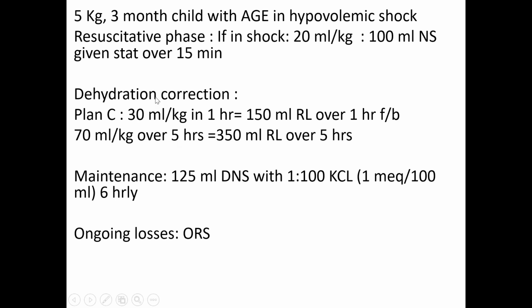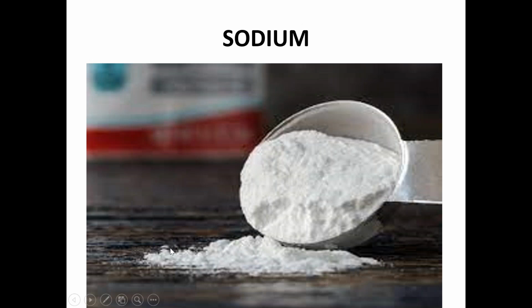Now we saw this patient had severe dehydration, and obviously he was in shock, so we started plan C. 30 ml per kg, so 5 into 30 is 150 RL over 1 hour, followed by 350 over the next 5 hours. Alongside, we started maintenance, and for the ongoing losses we continued with ORS.